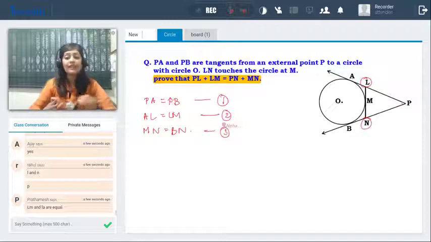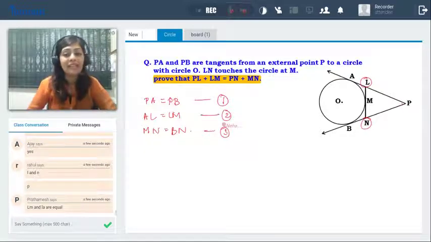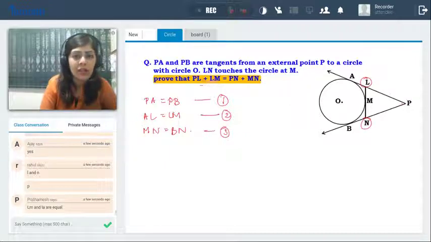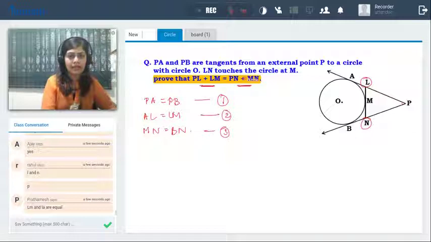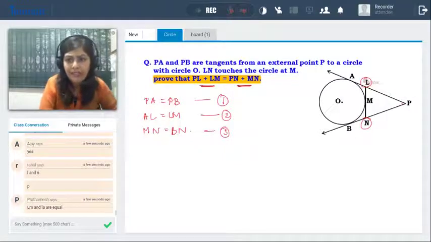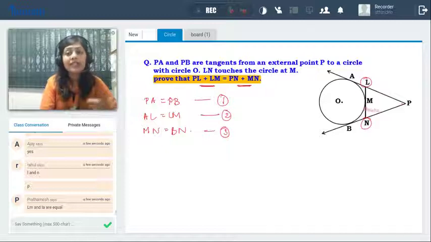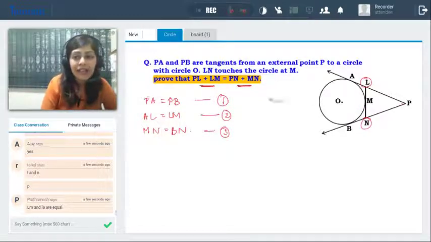Now, everything that is given or that has to be analyzed, we have written. Now let's move to what we need. We need PL plus LM equal to PN plus MN. Okay, we have PL plus LM equal to PN plus NM. All right, students. Now we already know that PL is a part of PA.